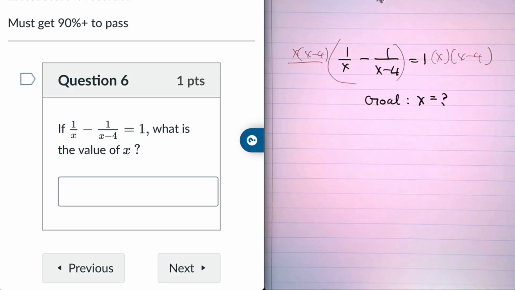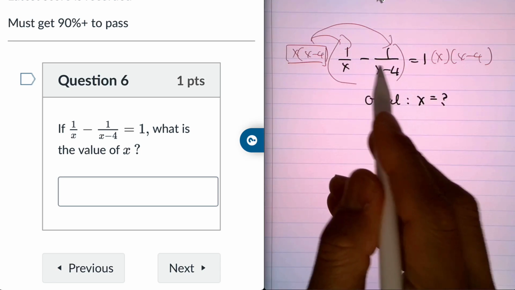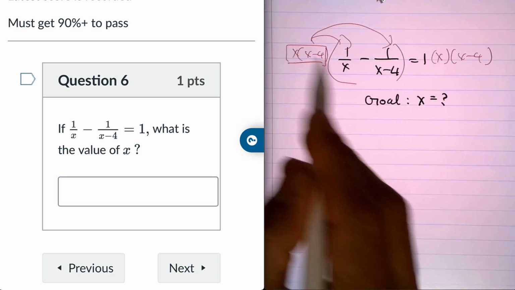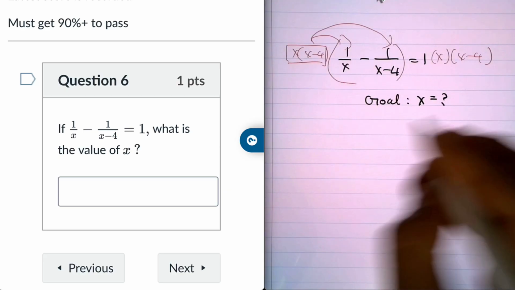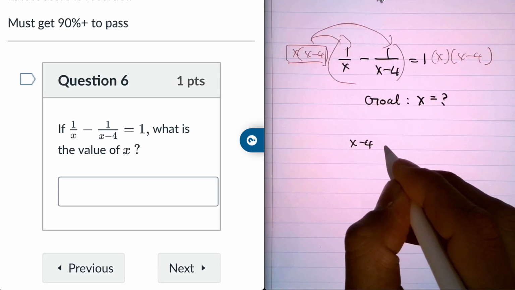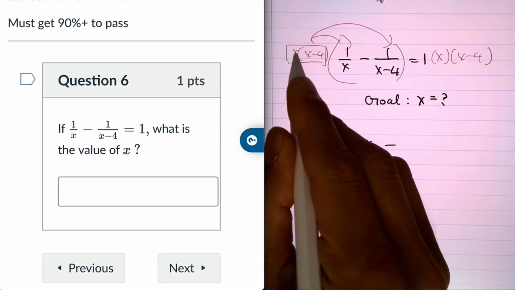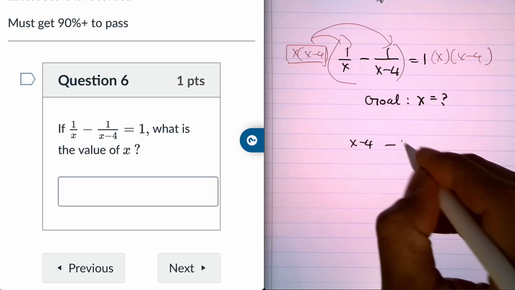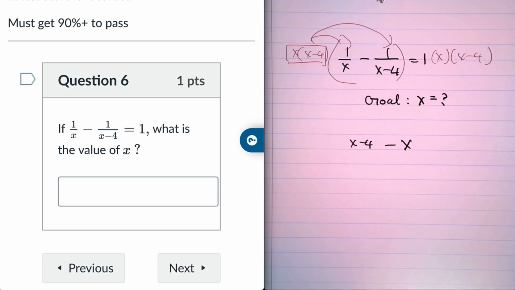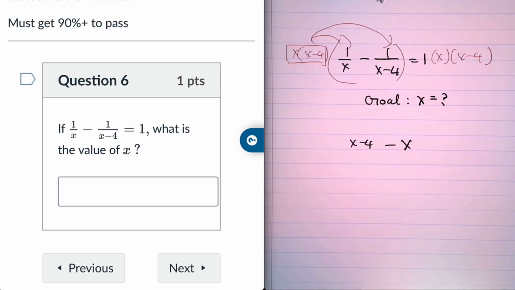When you distribute this for each term in the parentheses, 1 over x and 1 over x minus 4, the first thing, the x will cancel, but we still retain x minus 4 on the first fraction. So let's write x minus 4. And the next one, the x minus 4 will cancel, but we still have x that will multiply with 1, but don't forget the minus in front. So we get minus x. I'm just using the distributive property to remove the denominators.